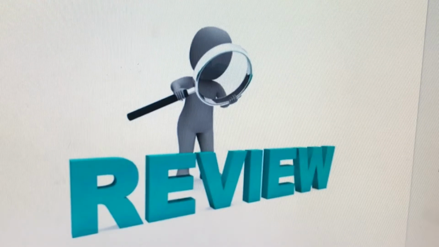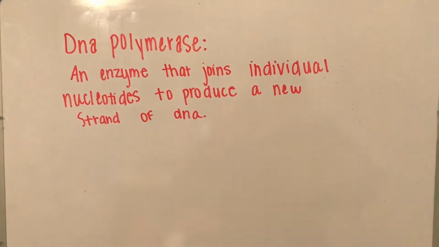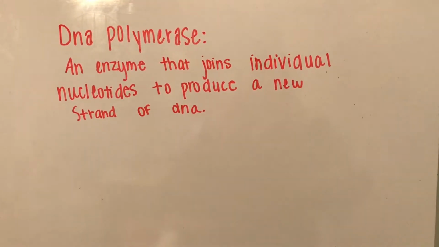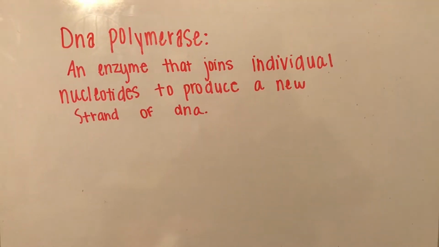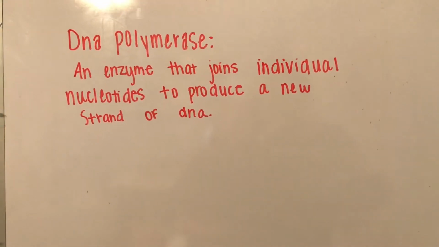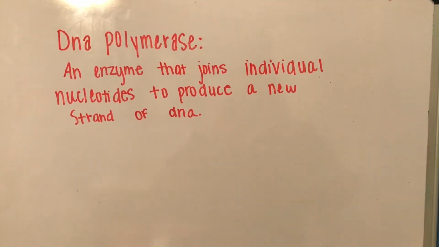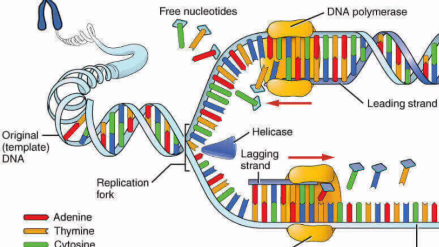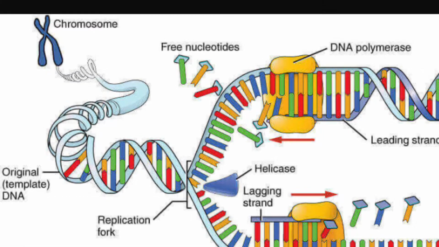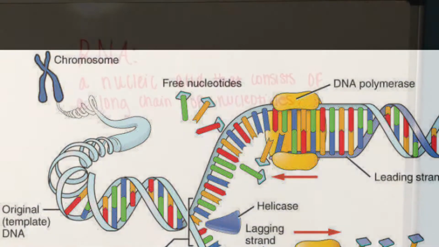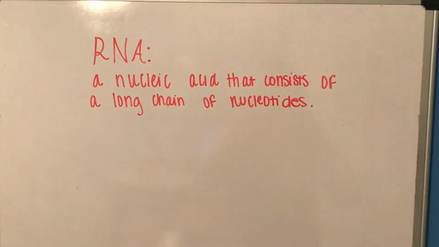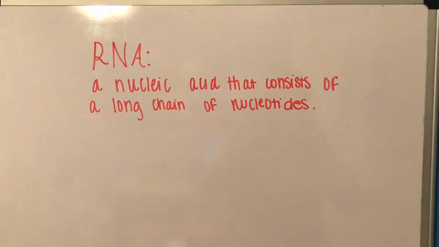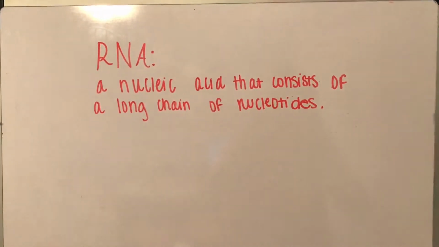Now I will be doing a review on all of the key terms. First off, we have DNA polymerase. This is an enzyme that joins individual nucleotides together to produce a new strand of DNA. In the picture you will see next, it will show DNA polymerase. Our next word is RNA. RNA is a nucleic acid that consists of a long chain of nucleotides. In the picture you will see next, it will show RNA.